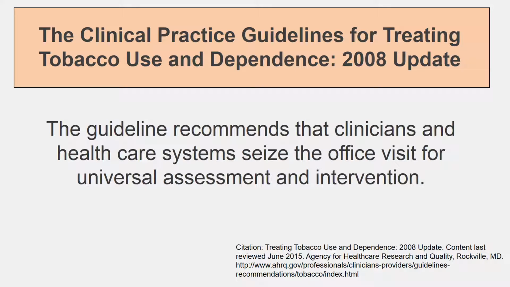The training today is based on the most recent clinical practice guidelines for treating tobacco use and dependence, updated in 2008. The evidence-based guideline recommends that clinicians and healthcare systems seize the office visit for universal assessment and intervention. This is done by implementing a system in every practice to identify the tobacco users, also providing training, resources, and feedback to healthcare professionals, and dedicating staff to provide tobacco dependence treatment. EHRs allow for integration of the guideline into the practice workflow, facilitating system-level changes to reduce tobacco use.